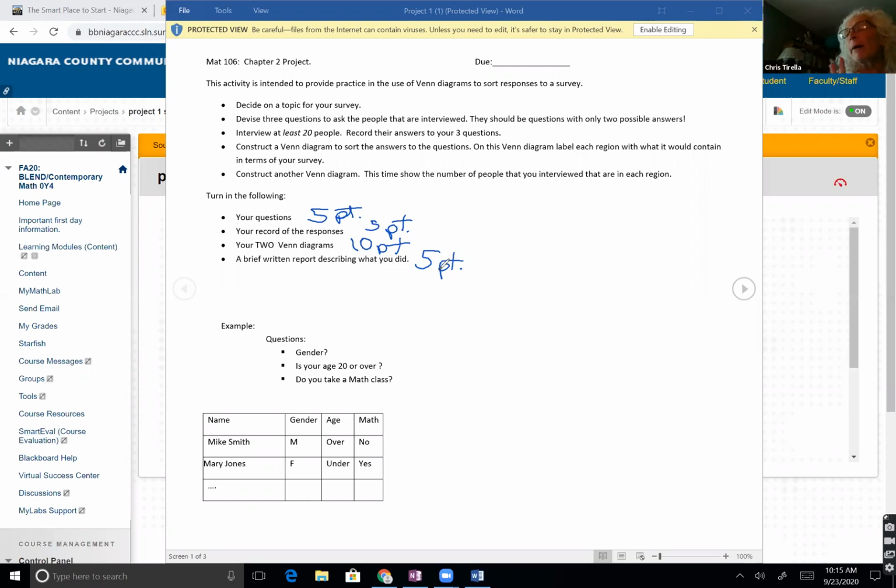The only people who get below 20 out of 25 are people who skip something. If you only give me one Venn diagram, you lose 5 points. If you don't write a paragraph, you lose 5 points. If you don't clearly state the questions, you lose 5 points. It's usually not a difficult one.